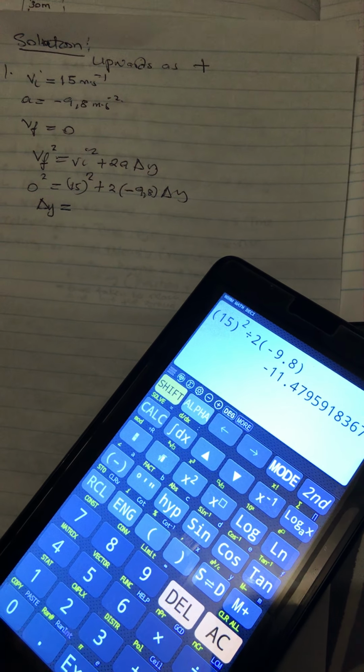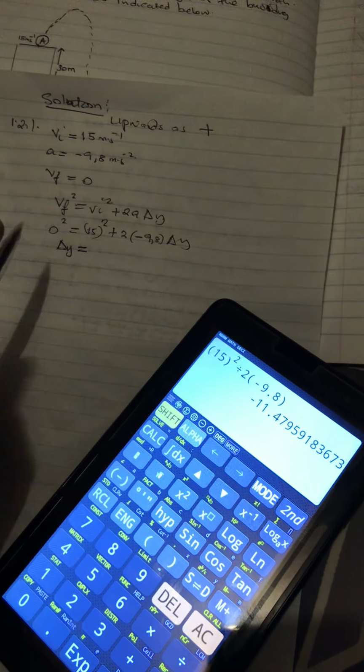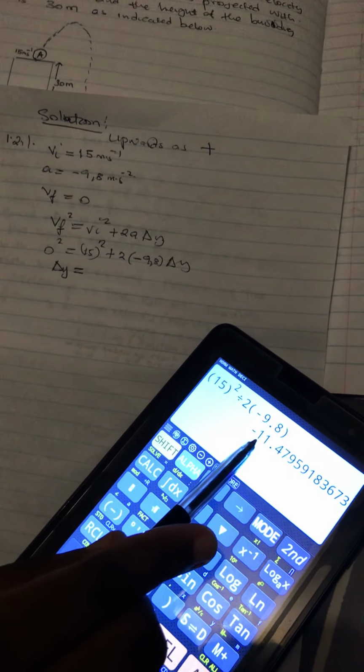You see? So remember, this 15 is negative. You see, we get this negative number.